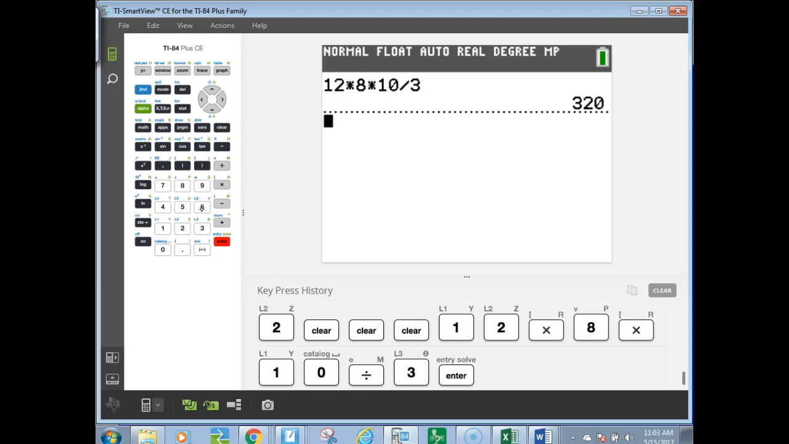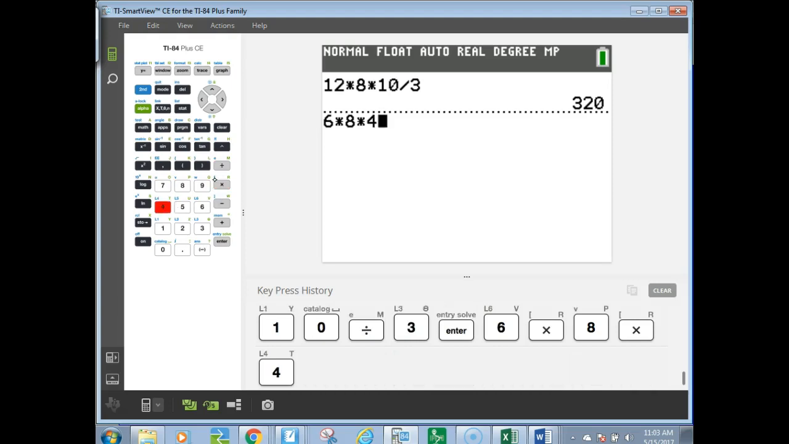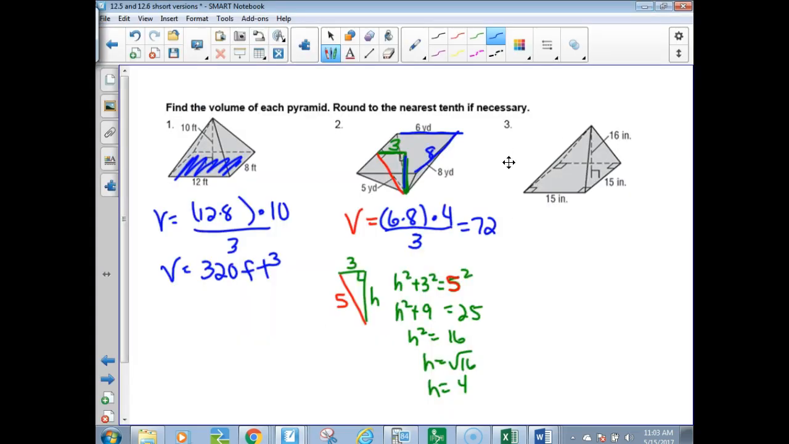I think I might have done it wrong. Wait, hold on. 6 times 8. I was trying to do it in my head really quick, and I times the height we found, which was 4, divided by 3. 64. Okay. Don't know where I got that from. 64 cubic yards. 6 times 8, area of the base, times the height of 4, divided by 3.